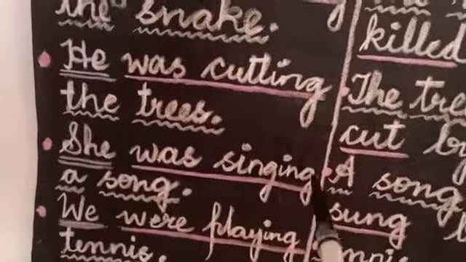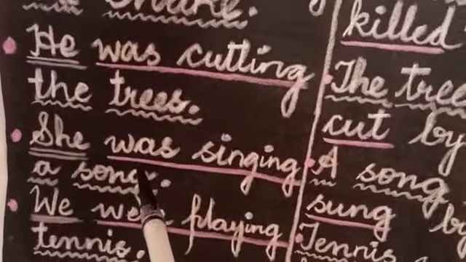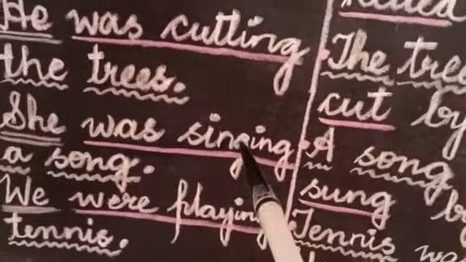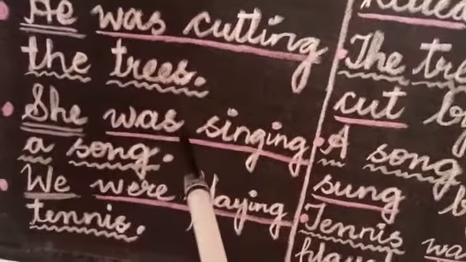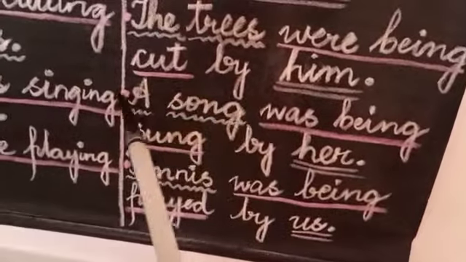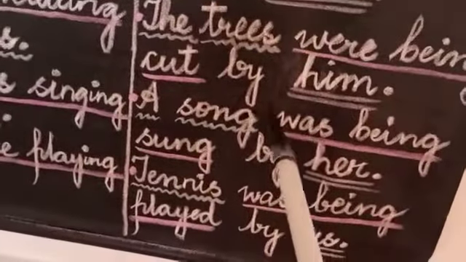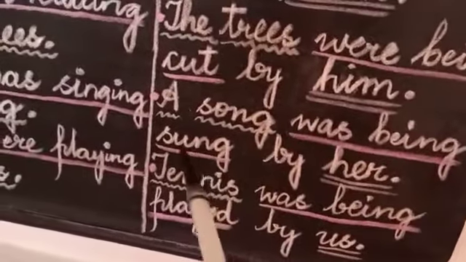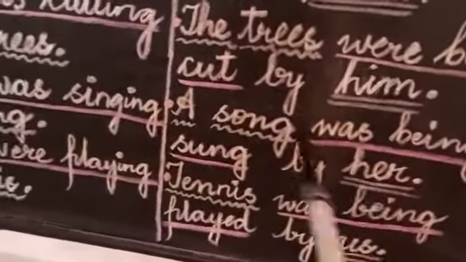She was singing a song. She is the subject. Was is the helping verb. Singing is the ing form of the verb. A song is the object. So, she was singing a song. Now, you see the passive? A song was. A song is singular. So, was. You see here, the trees were plural, so we used were. A song was being sung. Sung is the third form of sing. By her. This she becomes her.